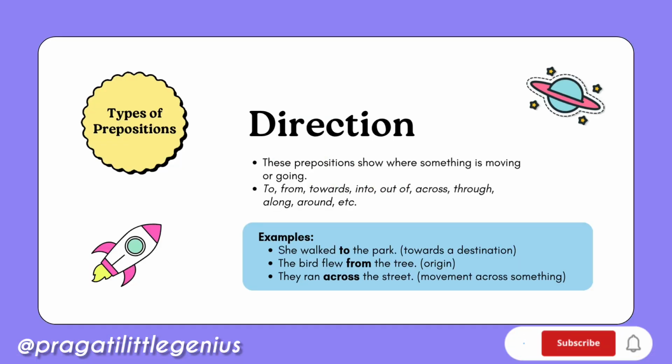Let's move to the third type of preposition, which is prepositions of direction or movement. These prepositions show where something is moving or going.